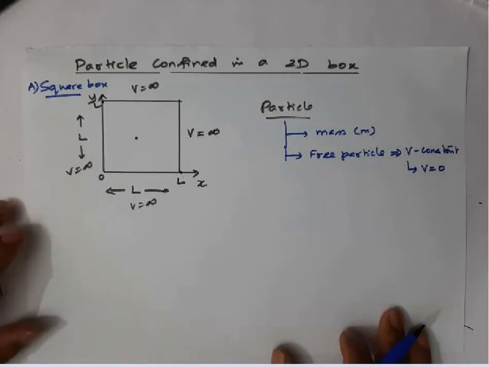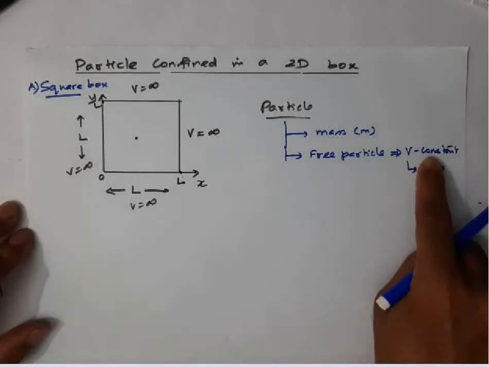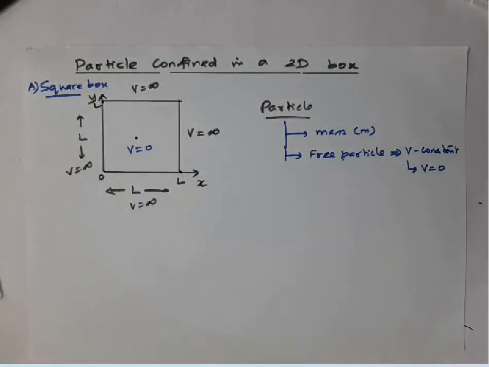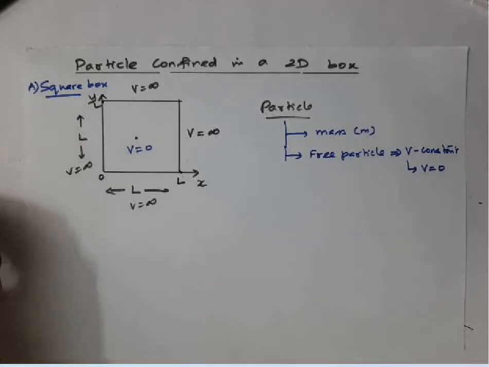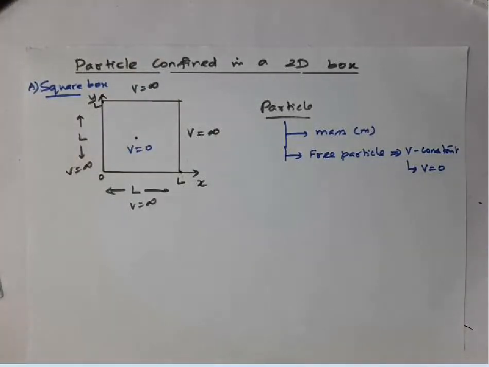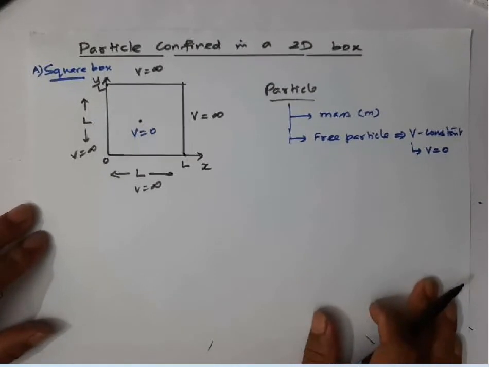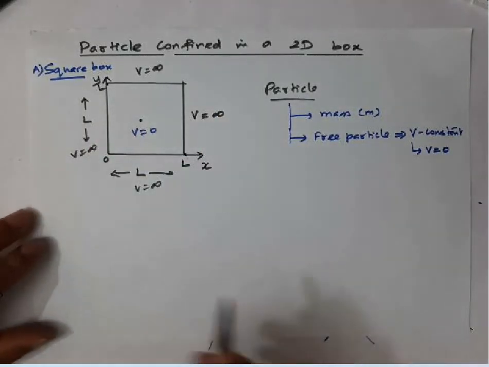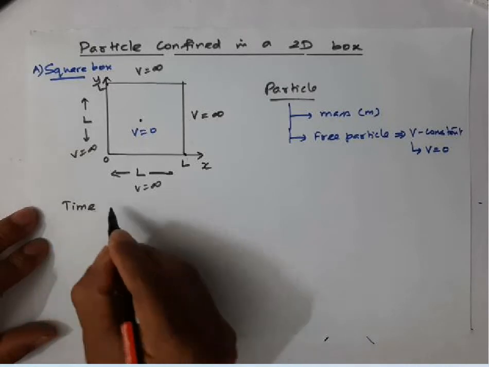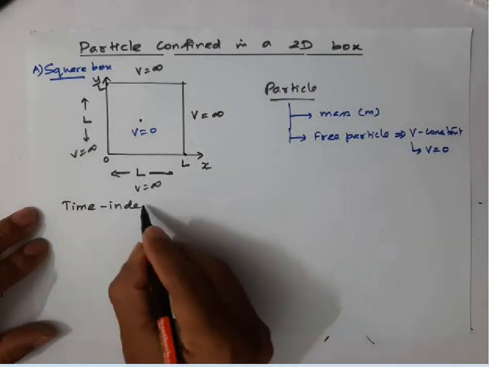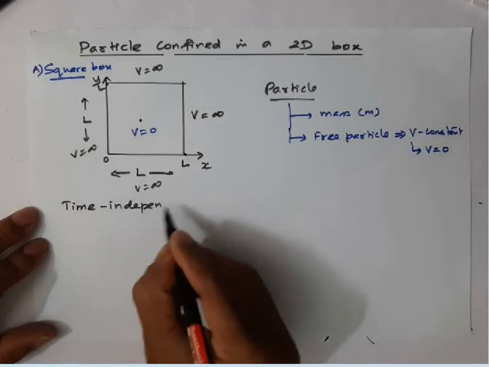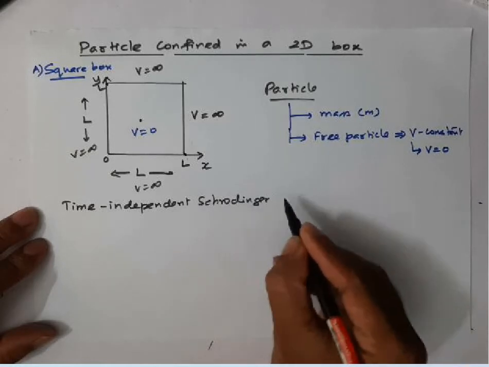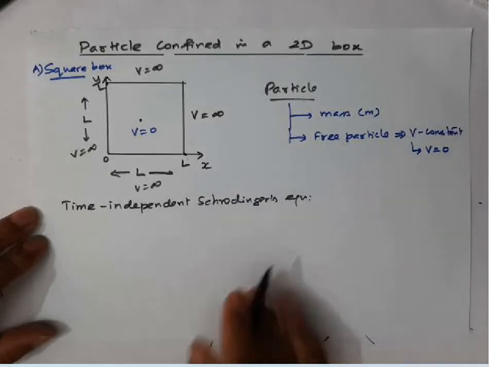Now since potential energy is constant, or it is assumed to be 0, I am going to assume potential energy inside the square as 0. If you assume potential energy as 0 inside the box, then we can get the energy and wave function by solving the time independent Schrodinger equation. So I am going to take the time independent Schrodinger equation. This is sufficient because potential energy is independent of time now.